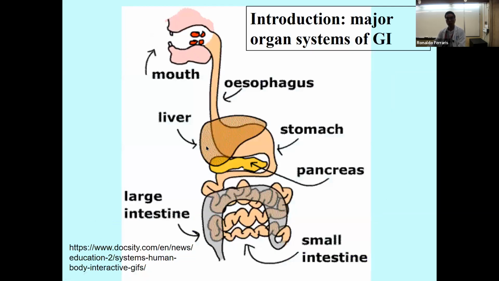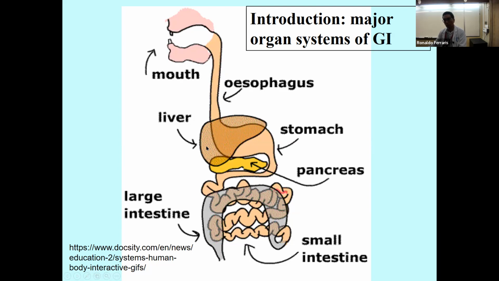So this is what I was alluding to. This is, in summary, GI physiology, which is really the story of food going from your oral cavity, or your mouth, through your esophagus and stomach, into the small intestine, then the large intestine, and eventually out the anus.